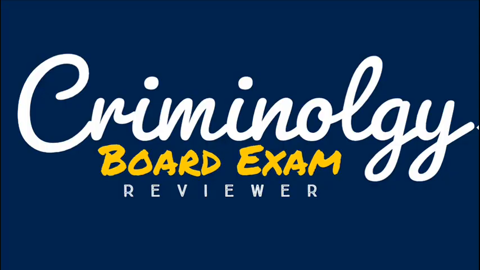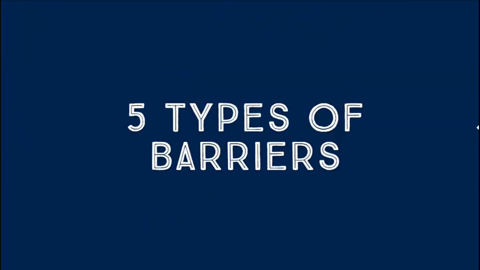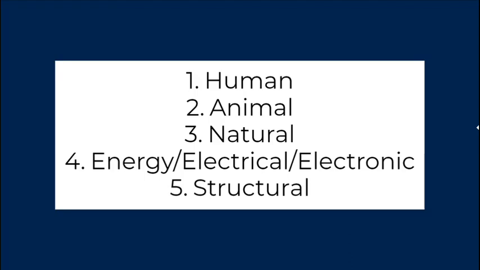Criminology Board Exam Reviewer. Industrial Security Management. Part 2. 5 Types of Barriers. 1. Human. 2. Animal. 3. Natural. 4. Energy, electrical, electronic. 5. Structural.